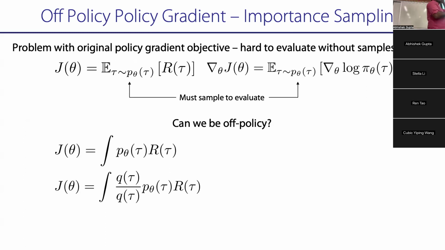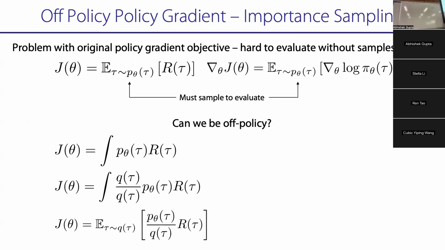By Q tau, there's a different distribution. And then what you can do is write this as the expectation under Q of P theta by Q times R. So you're reweighting the function by these things which we call importance weights. These are often called importance weights, P by Q, right?